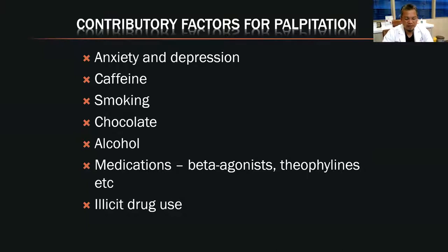Certain medication can actually increase our heart rate as well. So beta agonists, any of you who are asthmatic, you take your inhaler, those are beta agonists, which work against the beta blocker. Beta blockers slow the heart rate down, so beta agonists make your heart rate go faster. This helps to open up your airways so that you breathe easier. Theophylline is the oral form of the medication for people who have asthma.